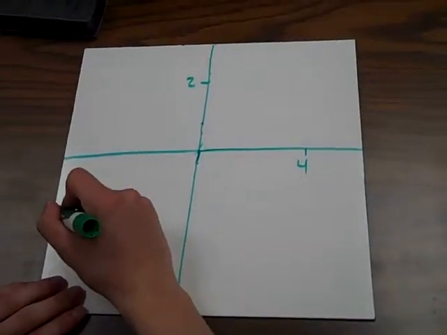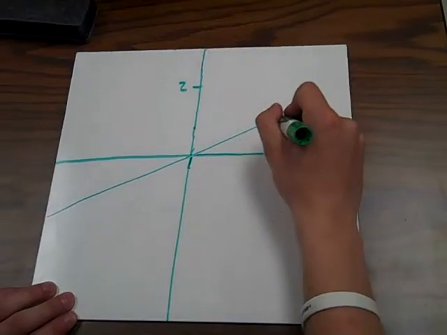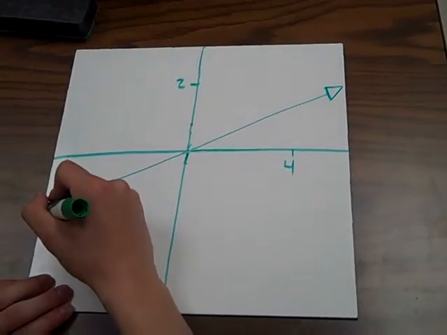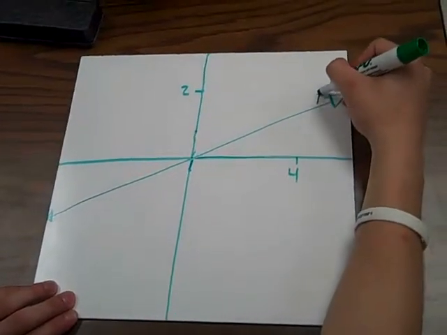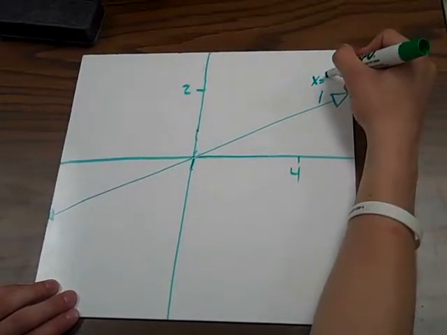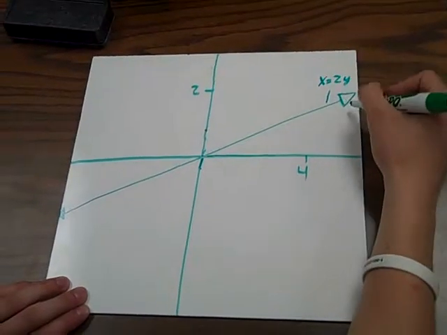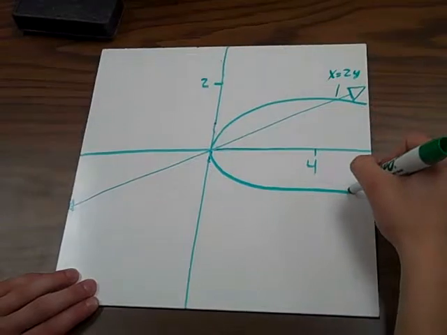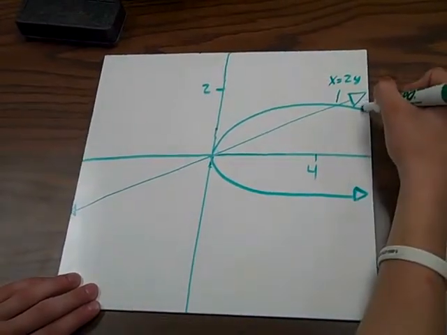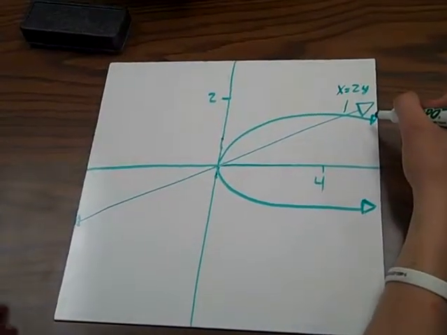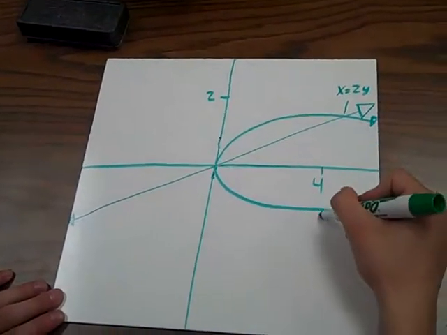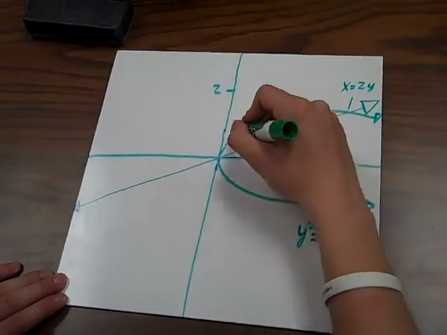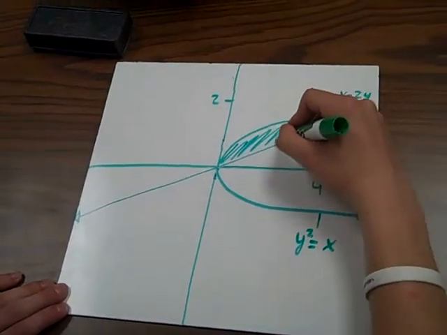Now we're going to find the volume of another solid using the same washer method. We're going to draw both of the functions onto the graph. First function is x equals 2y. And the second function is y squared equals x. Now we're going to shade in the region where they intersect.